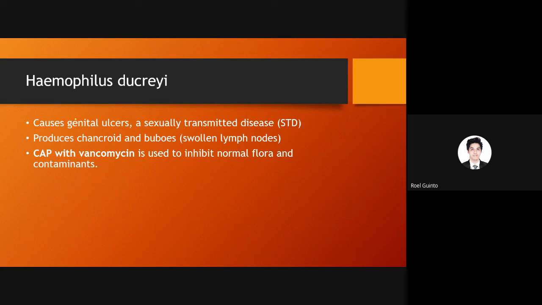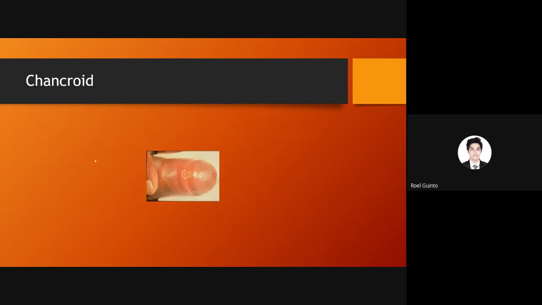So, chocolate agar plate with vancomycin is used to inhibit the normal flora and contaminants. Di ba sabi natin kanina, chocolate agar plate ang ating ginagamit na culture media for the isolation of Haemophilus. Pero gagamit din tayo ng vancomycin. So this is an example of chancroid in the male genital.